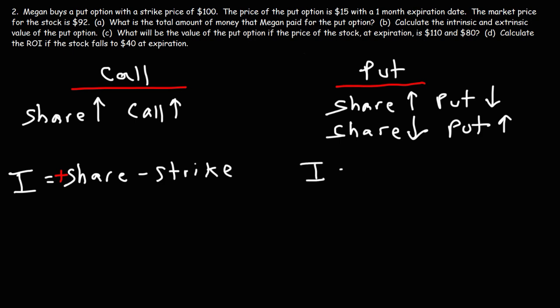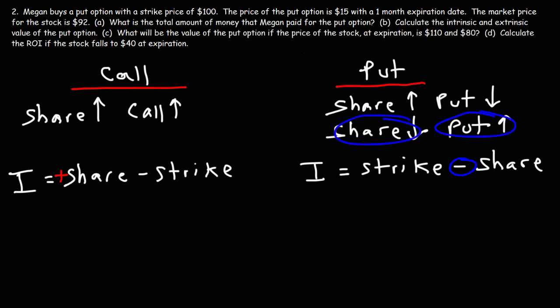Now the equation is basically reversed for the put option. The intrinsic value of the put option is the difference between the strike price and the share price. And notice the negative sign in front of the share price. So that indicates an inverse relationship between the share price and the intrinsic value of the put option. That's why when the share price goes down, the put option goes up. Or when the share price goes up, the put option goes down in value.